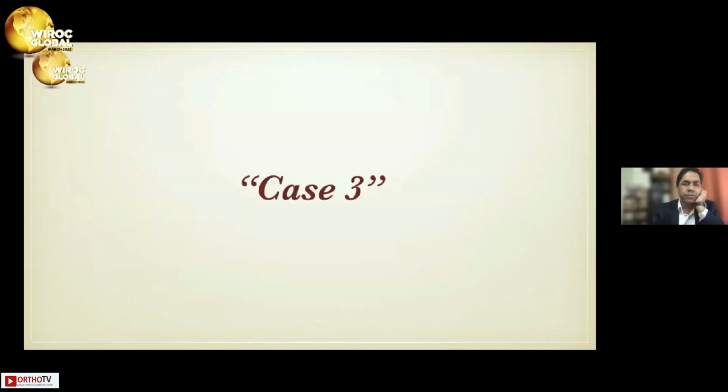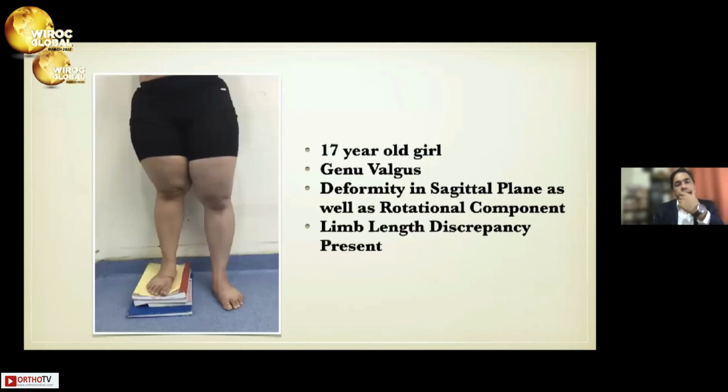Now, moving to case 3. She was a 17-year-old girl having genu valgus of the right side. But this child had a sagittal plane as well as a rotational component. Also the limb length discrepancy, as you can very well see.